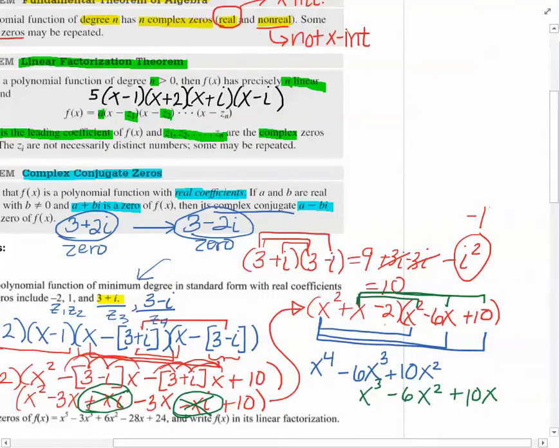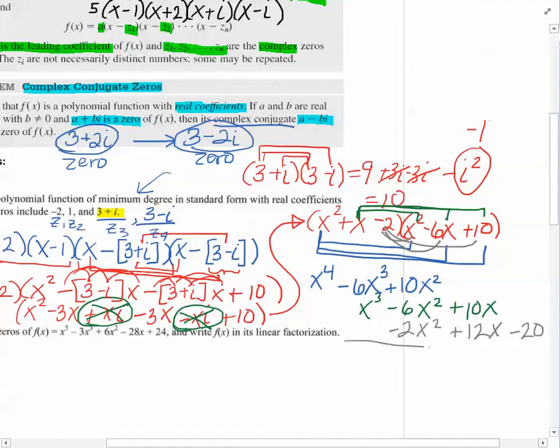Next, I'm going to distribute the negative 2. Negative 2 times x squared is negative 2x squared. Put it under the x squared term. Negative 2 times negative 6x is a positive 12x. And a negative 2 times 10 is a negative 20.